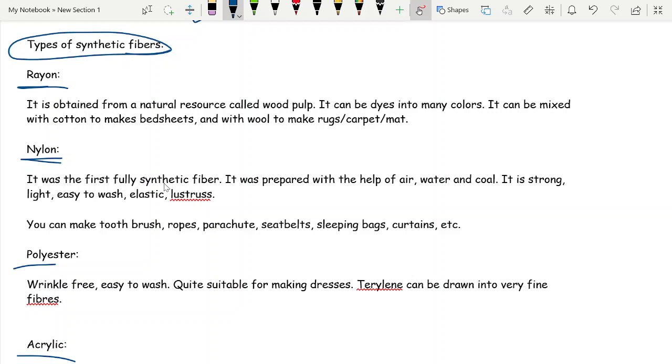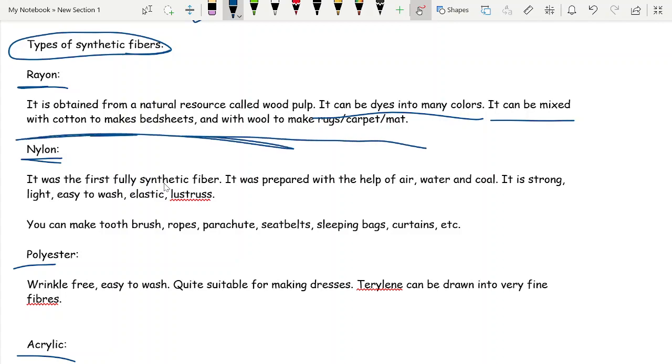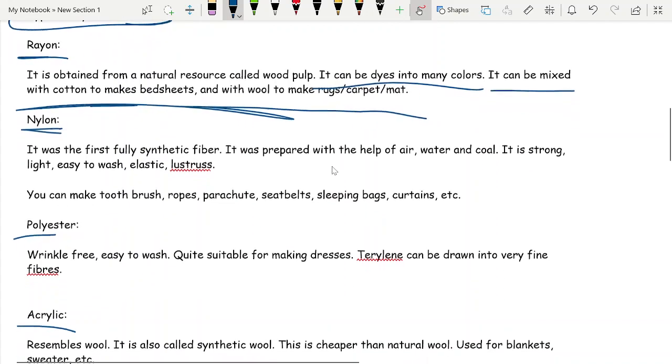It's basically that, as I said before, any natural fibers are ready to use. But do you think wood pulp is ready to use? No, it goes into lots of chemicals, they're mixed together, and then they're formed into fabric. They are not ready to use, that's why they're synthetic fibers, alright? It can be dyed into many colors, dyed meaning colored into many colors. It can be mixed with cotton to make bed sheets and with wool to make rugs, carpets, mats.